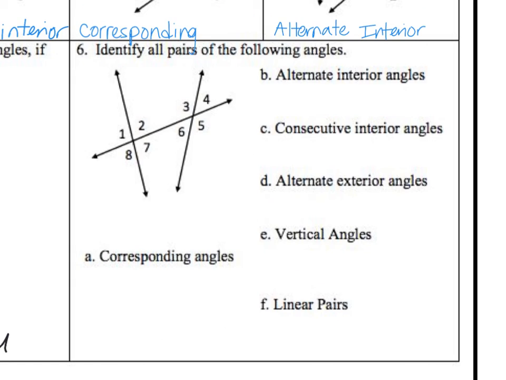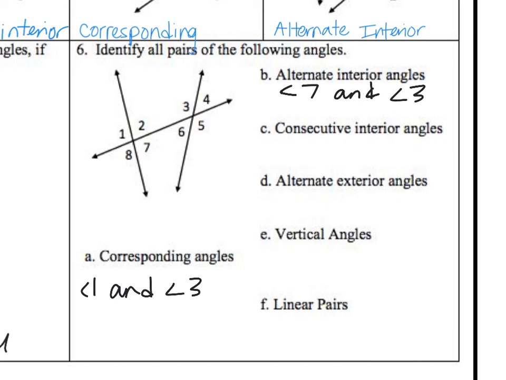Okay. Can you give me a pair of corresponding? 1 and 3. Sure. You could have also said 8 and 6, 2 and 4, or 7 and 5. Jacob, could you give me a pair of alternate interior angles? Angle 7, angle 3. Yep. You could also say 2 and 6.